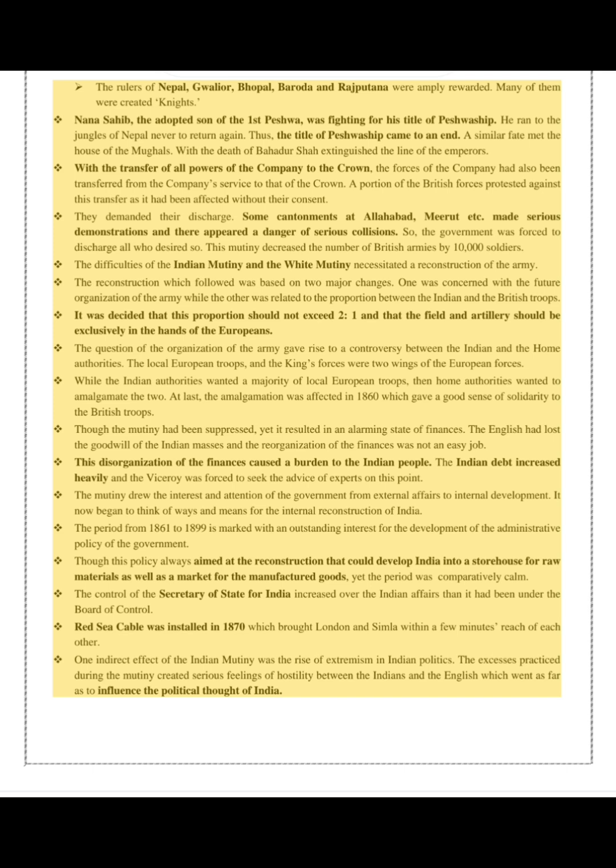The control of the Secretary of State for India over Indian affairs increased more than it had been under the Board of Control. The Red Sea Cable was installed in 1870, which brought London and Simla within a few minutes' reach of each other. One indirect effect of the Indian Mutiny was the rise of extremism in Indian politics.